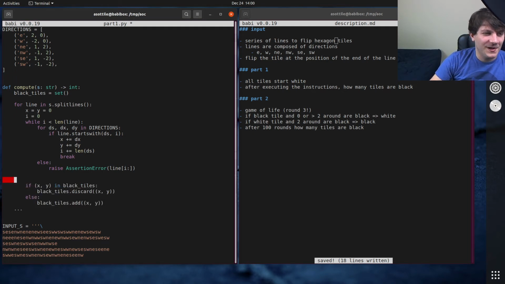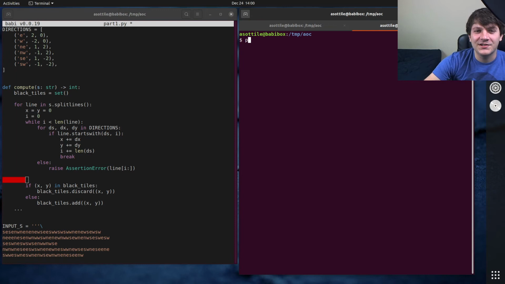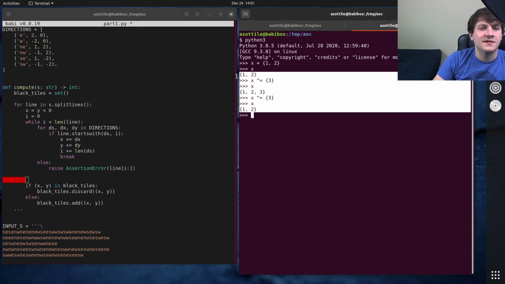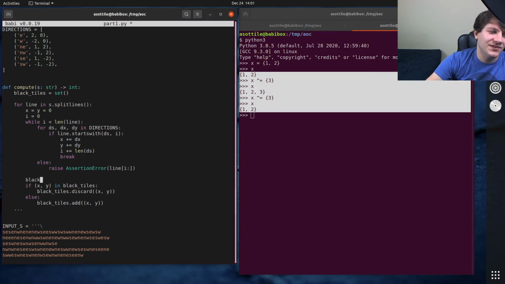It turns out there's a clever way to do this that I actually learned while I was writing this out. If you have a set here, and we want to toggle whether 3 is contained in this set, you can use symmetric difference update to toggle things. You can see we first did a symmetric difference, and since 3 was not in either of these, it got added. And in this case, it was in there, and so it got removed. This is a neat little trick, so we'll write it with the neat trick here. Black tiles symmetric difference update, a set containing x, y.